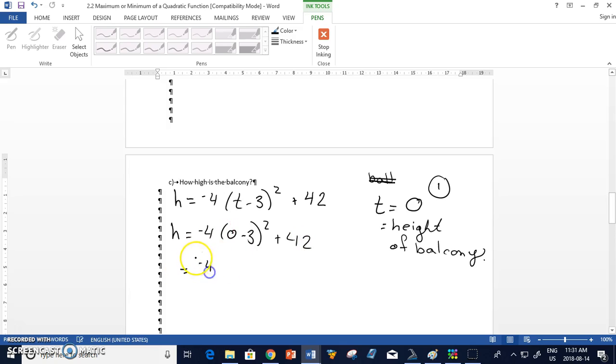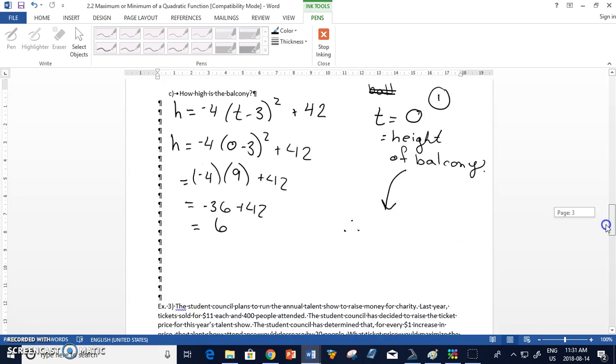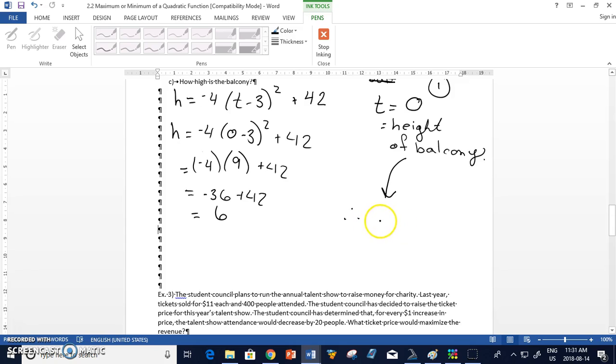So here you have -4 times -3 squared will be 9, positive 9, plus 42. And you'll end up here, -4 times -9 is -36, plus 42. Simplify, you get 6, and then your final statement there. Therefore, the height of the balcony, I'm not going to rewrite this statement, but you could, is 6 meters. Okay, and that would probably be 3 marks as well. Hope that's helpful.